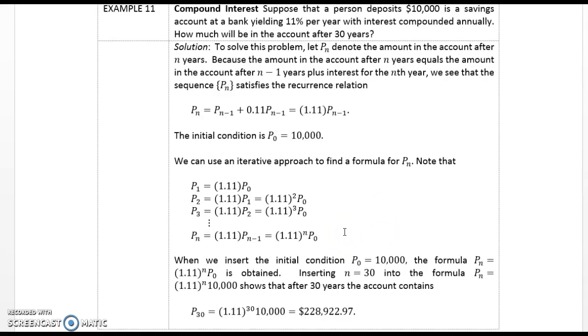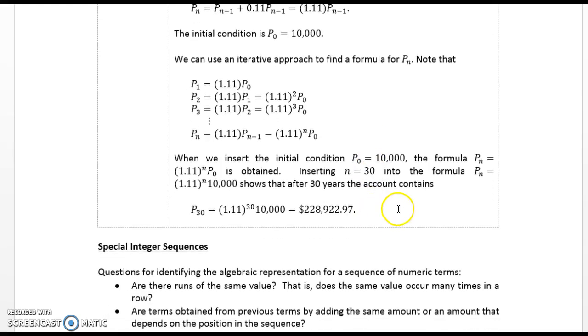We can use the iterative approach to find the formula for P sub n. Note that P sub n is equal to 1.11 times P sub n minus 1, which is equal to 1.11 to the power n times P sub 0. When we insert the initial condition P sub 0 equal 10,000 into the formula P sub n equal 1.11 to the n power times P sub 0, P sub n is obtained. Inserting n equal 30 into the formula P sub n is equal to 1.11 to the n power times 10,000 shows us that after 30 years the account contains $228,922.97.